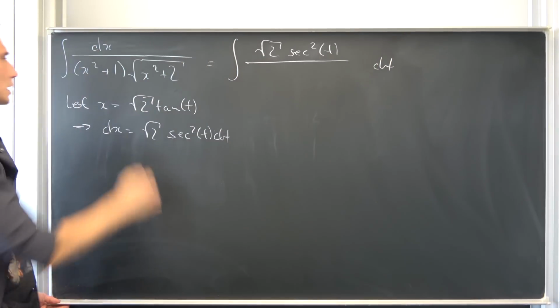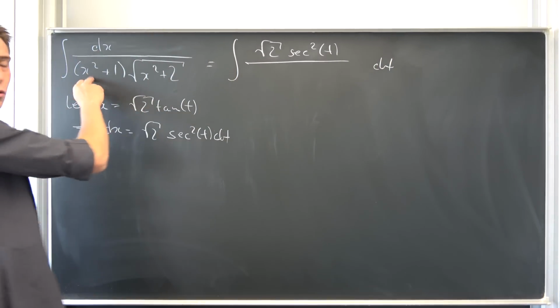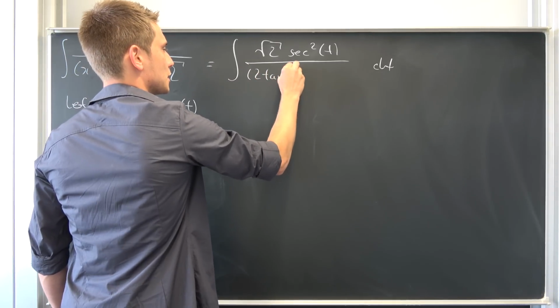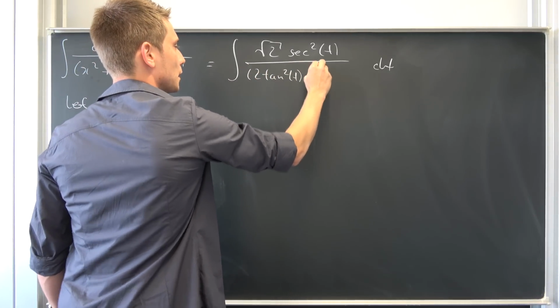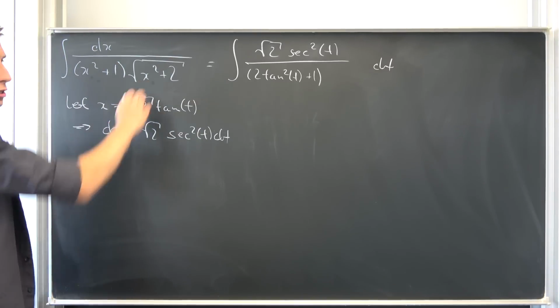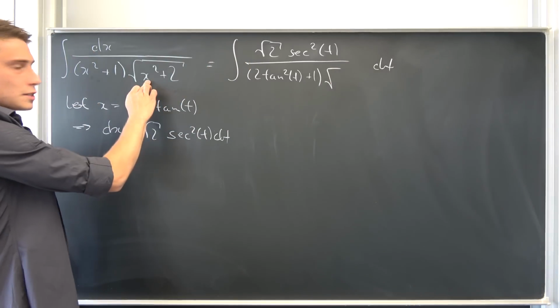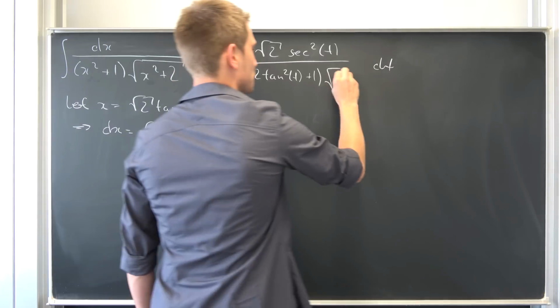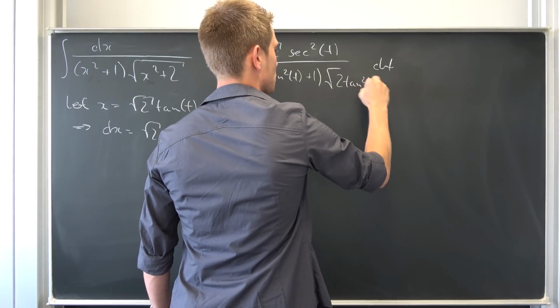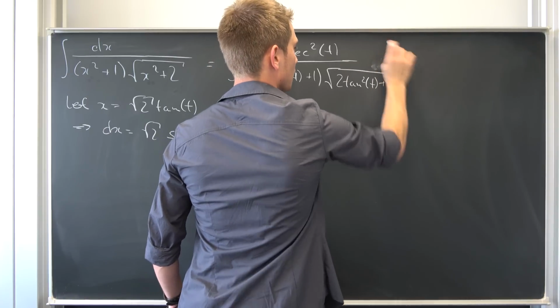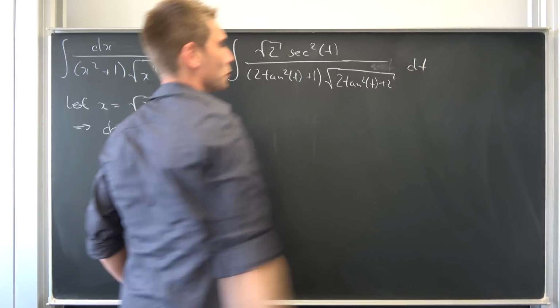And down here we would have, well, this is square root of 2 squared, which is nothing but 2 times tangent squared of t plus 1. And down here in the third we would have nothing but, well, square root of same spiel as here, so we have 2 times tangent squared of t plus 2. Okay, dt, go here.